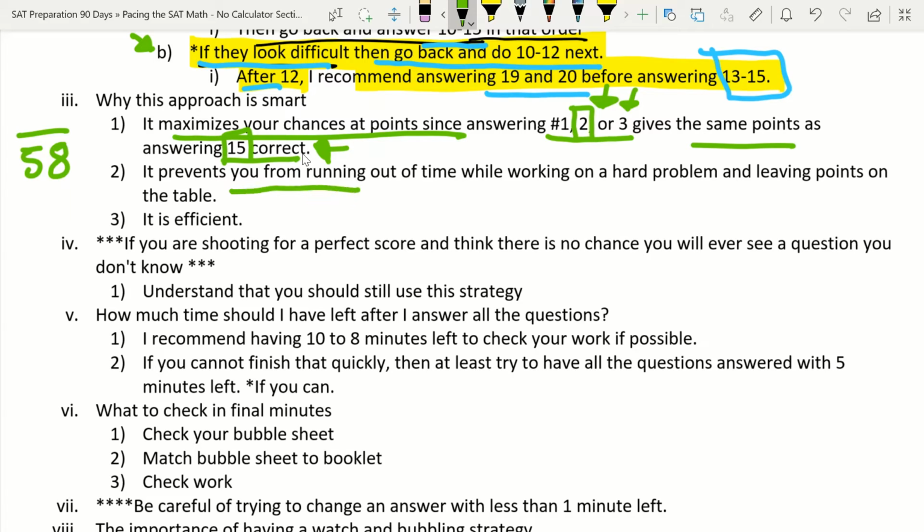Another reason it's smart is it prevents you from running out of time while you're working on a harder problem like problem 15. And then if you run out of time, you left points on the table, because you probably could have solved 2 of those easier problems in the same amount of time it took you to solve that really hard problem. Okay, so in that sense, it's very efficient.